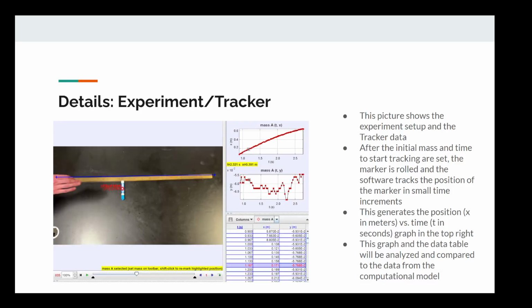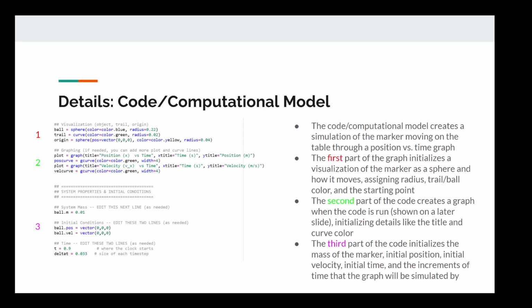Some details about the actual Tracker experiment can be seen here. After the initial mass and time to start tracking were set, the marker is rolled and the software tracked the position of the marker in small time increments, which generated the position versus time graph in the top right and the data table on the bottom, which were both input into Excel and will be compared to the data from the computational model. Some details from the code, or computational model, are shown here.